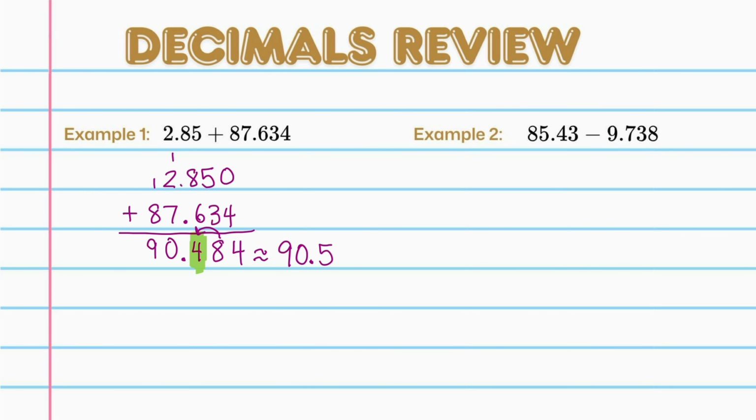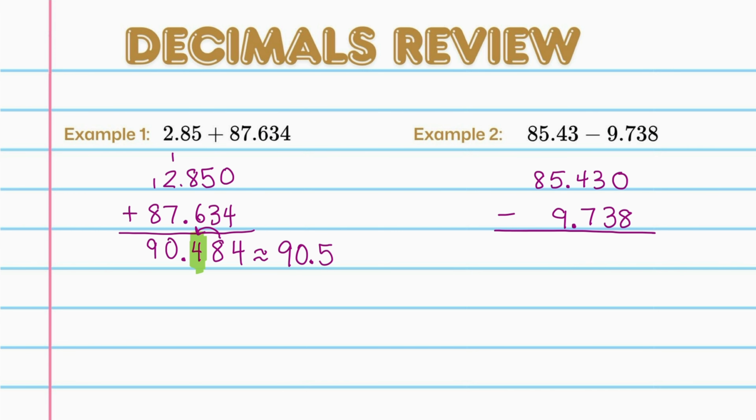Let's look at example 2. This time we have 85 and 43 hundredths minus 9 and 738 thousandths. So we're going to just line them up, and then we're just going to subtract. So the first step is we're going to line them up. So we have 85 and 43 hundredths minus 9. Again, we have to line up our decimal places, 738. And we're just going to add a 0 up top just so we can balance it out.